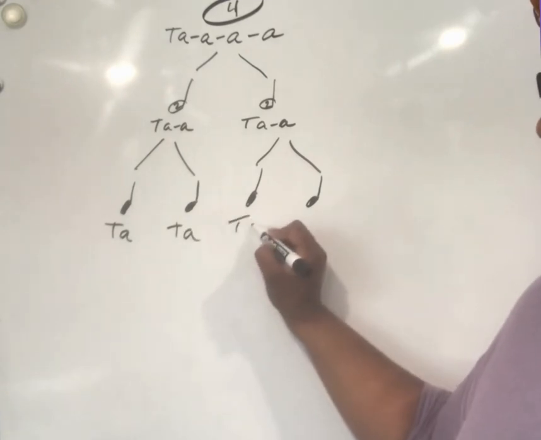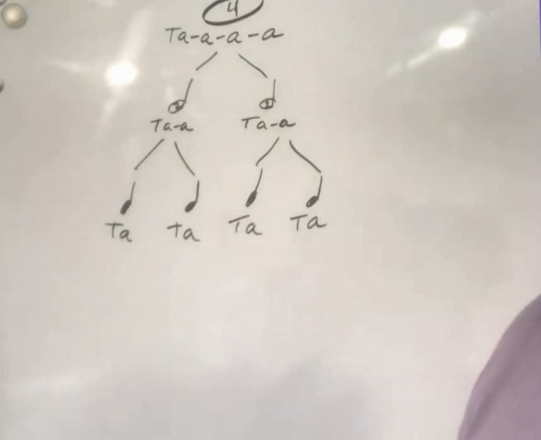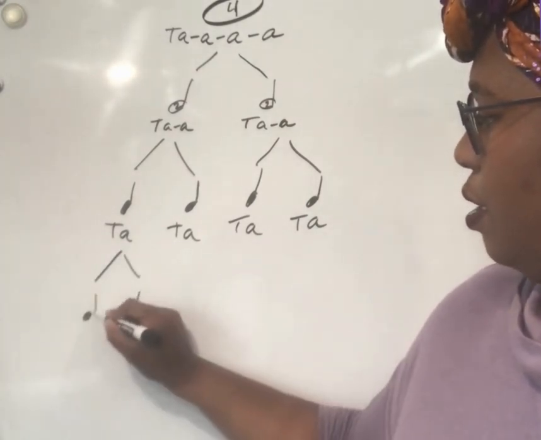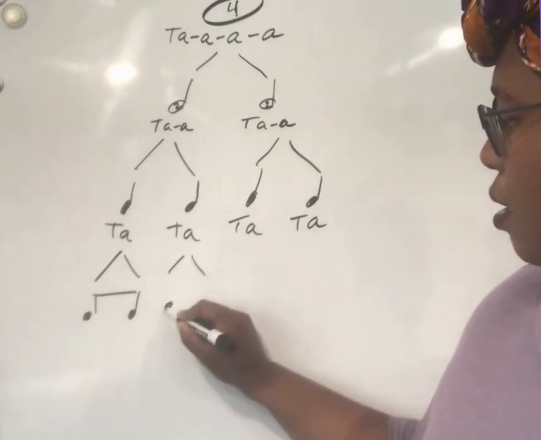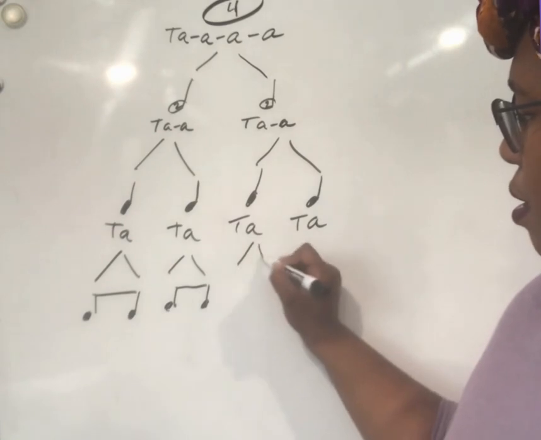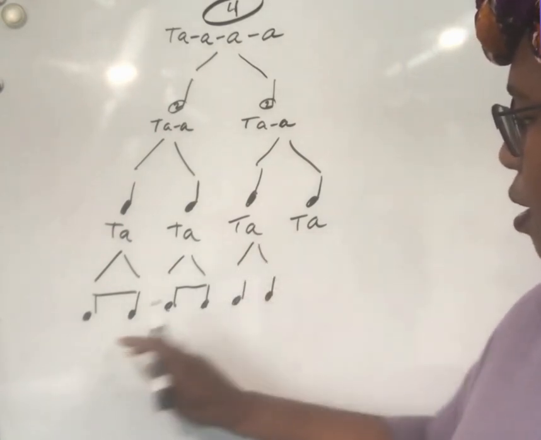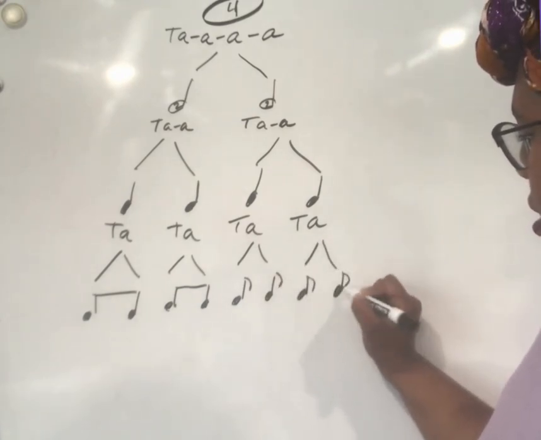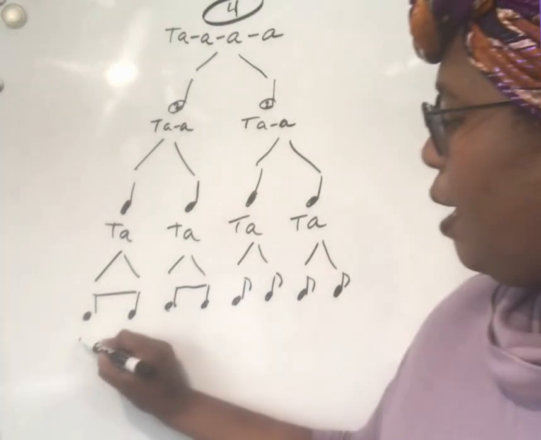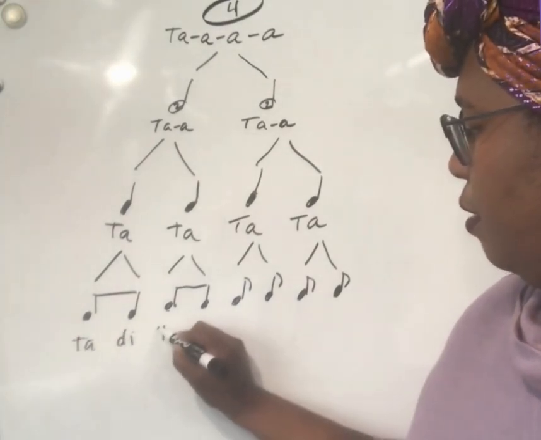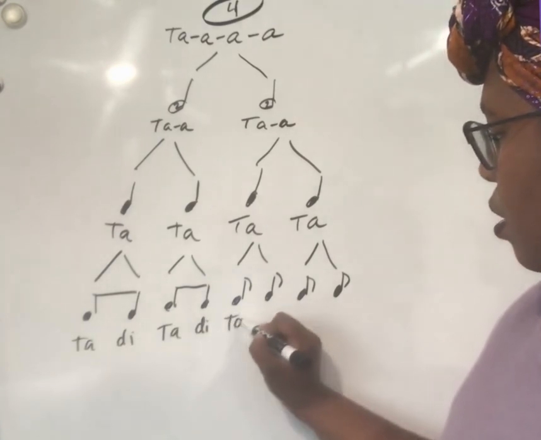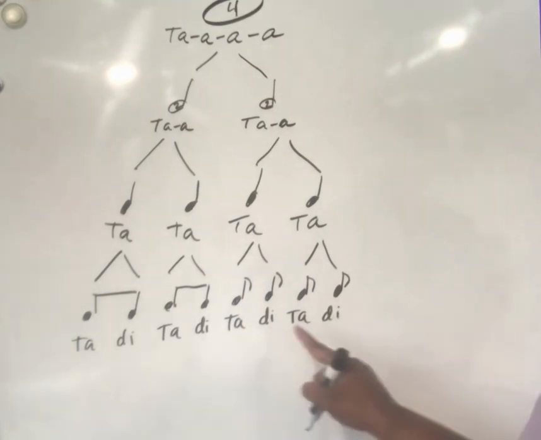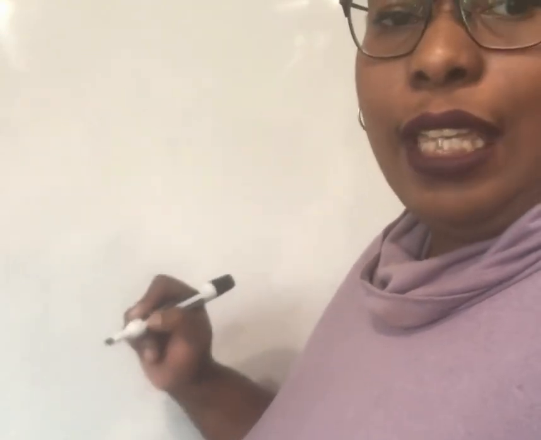Ta, ta, ta, ta. And of course we can split those into eighth notes, and each eighth note gets half a beat. And we can write them in 2 different ways. We can write them with beams, like this, or with flags, like this. When we count our eighth notes, we count them in pairs of ta and di. Ta-di, ta-di, ta-di, ta-di.